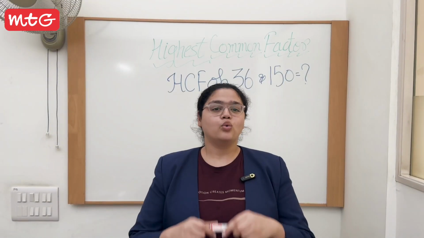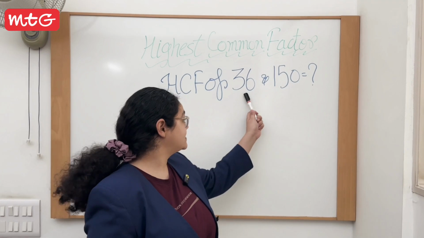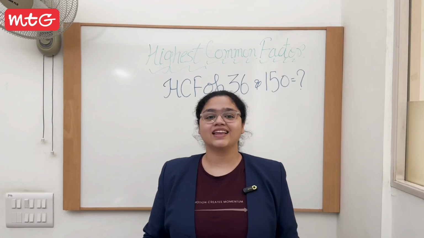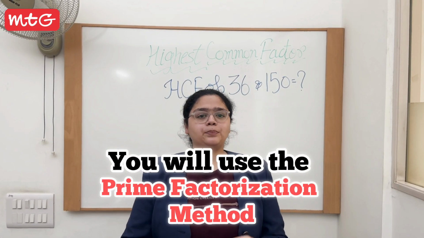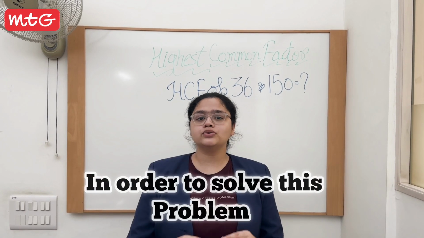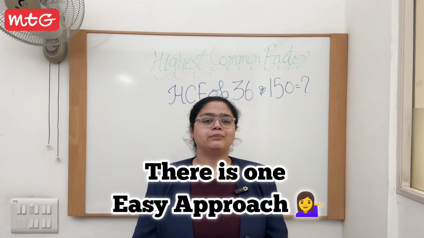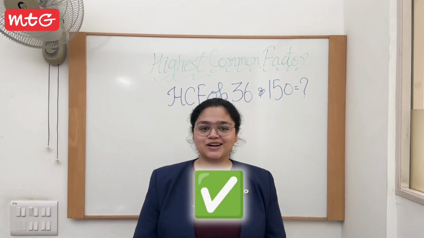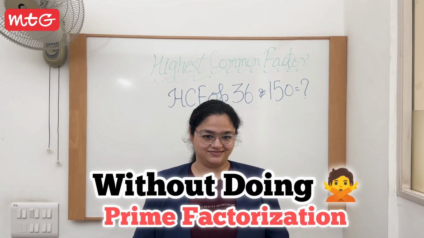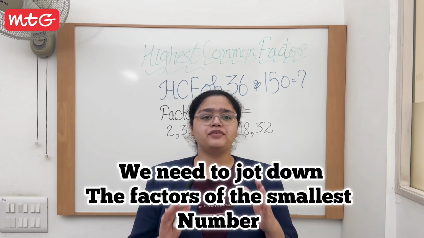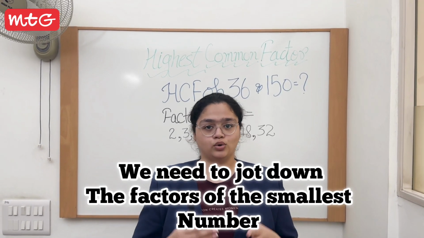Let's start. What is the HCF of 36 and 150? Surely, you will use the prime factorization method in order to solve this problem. However, there is one easy approach which can be applied here to get the right answer without doing the prime factorization. Firstly, we need to jot down the factors of the smallest number given in the question.